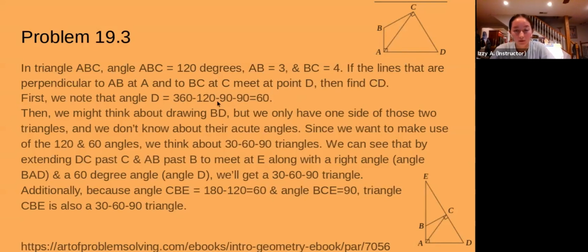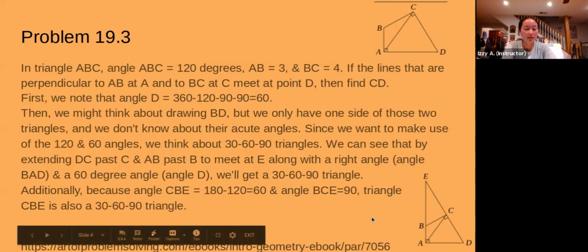Then we might think about drawing BD, since that would form a right triangle, but we only have one side of those two triangles and we don't know about their acute angles. So since we want to make use of the 120 and 60 degree angles, we think about 30, 60, 90 triangles. We can see that by extending DC past C and AB past B to meet at E, along with a right angle, which would be angle BAD, and a 60 degree angle, which would be angle D, we'll get a 30, 60, 90 triangle.